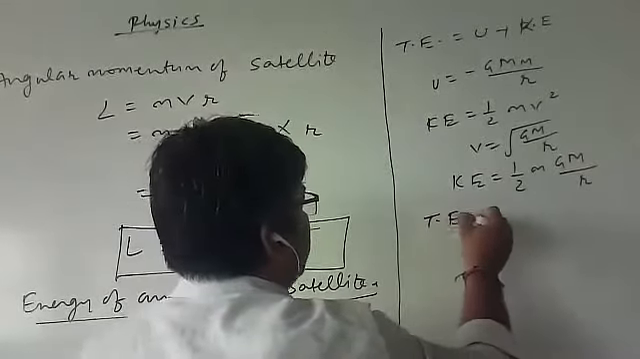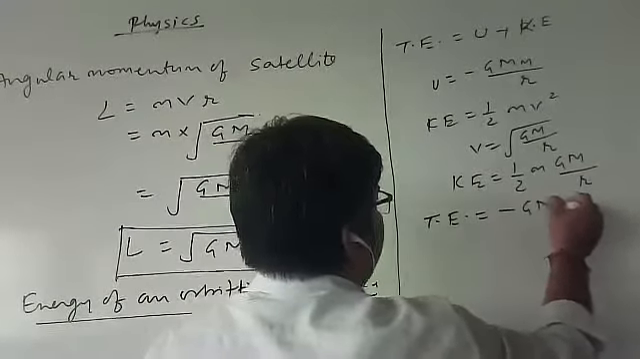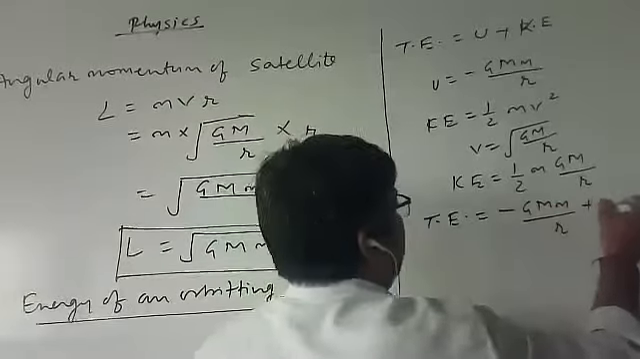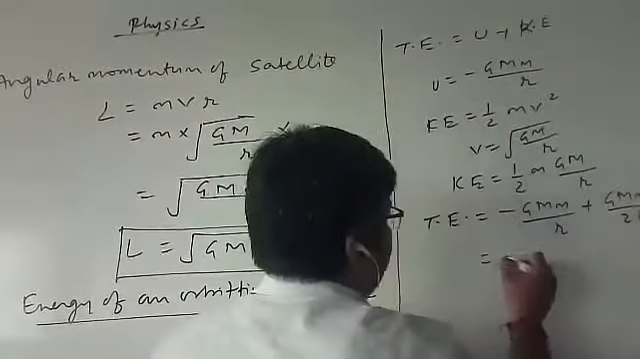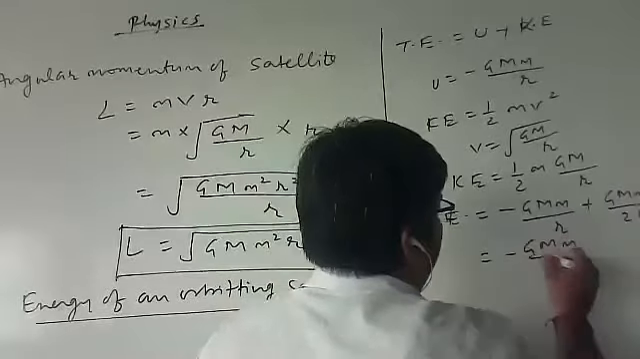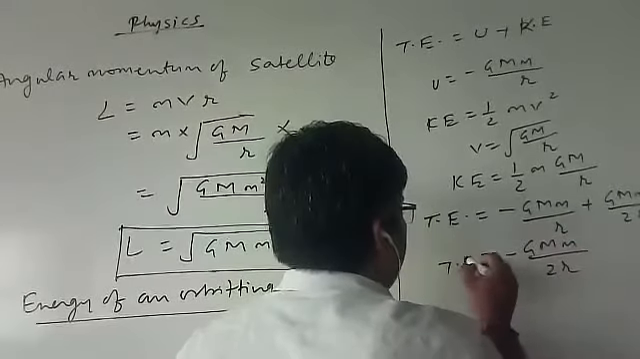If you add these two, potential energy is minus GMm by r and kinetic energy is GMm divided by 2r. That means you will get here minus GMm by 2r. That is the value of total energy.